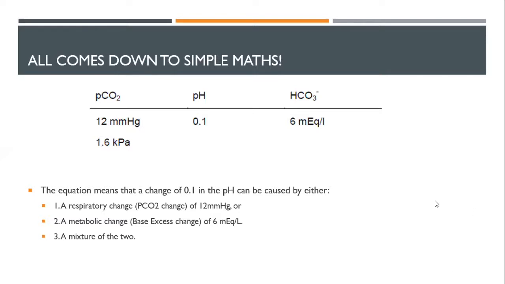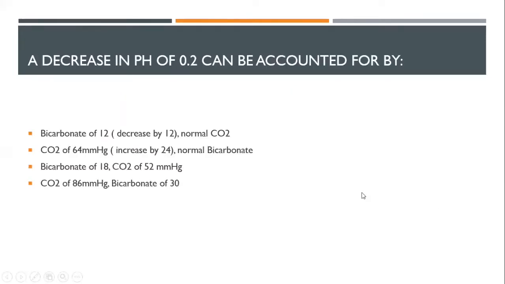So if we look at that, say you have someone whose pH has changed by 0.2. So it's decreased from what we'll call normal, slap bang in the middle of the range at 7.4. And it's decreased by 0.2, so it's 7.2 now, the patient's acidotic. So that can be, we said 0.1 can be accounted for by 6 points change in bicarb or by 12 millimeters mercury change in PCO2. So if you think about it, it could be a bicarbonate change of 12, a bicarbonate decreased by 12 with a normal CO2.